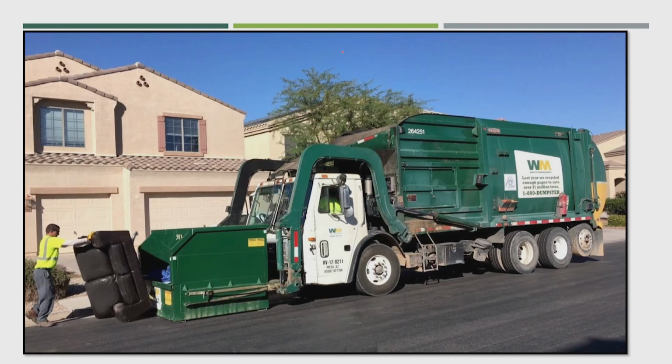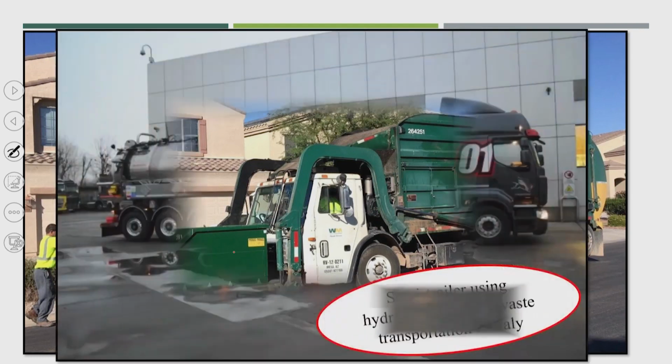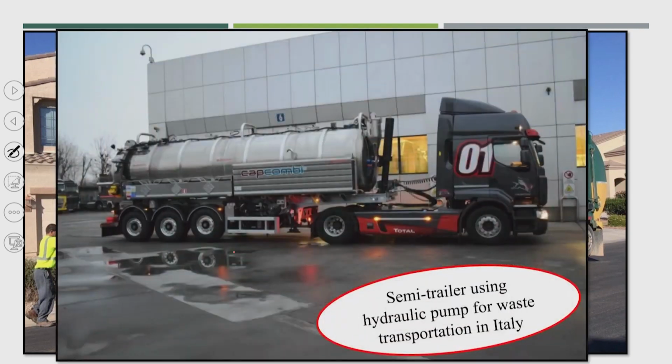This is one more photograph, where you can see a special hydraulic system. The waste is getting collected and loaded onto the vehicle from the front to the rear areas. This is another kind of semi trailer using a hydraulic pump for waste transportation in Italy.